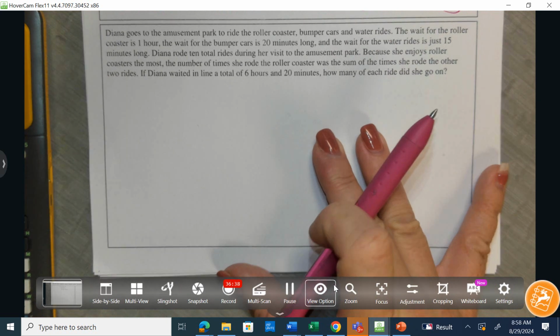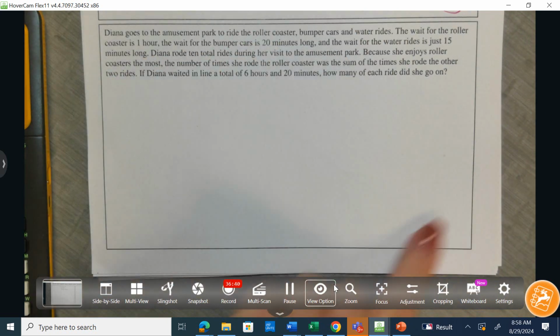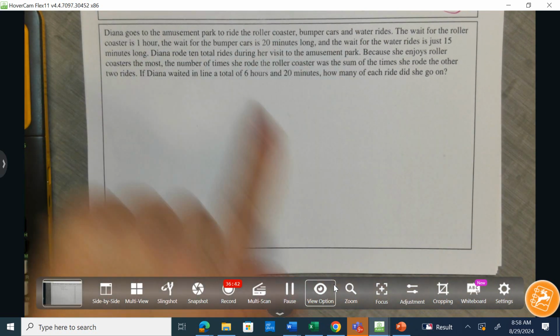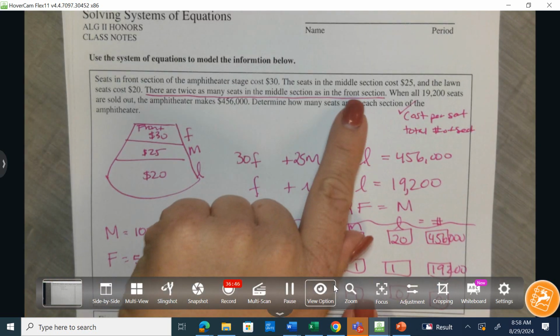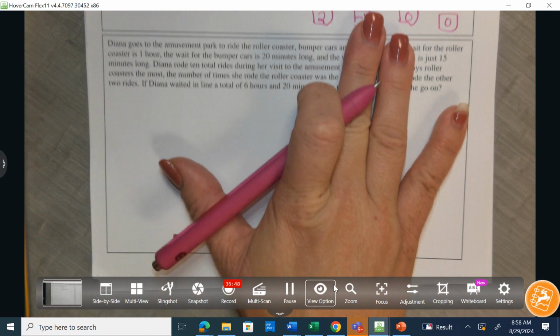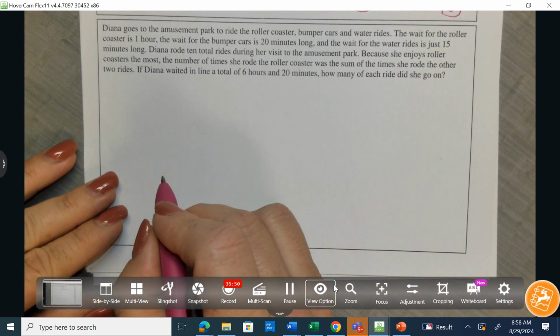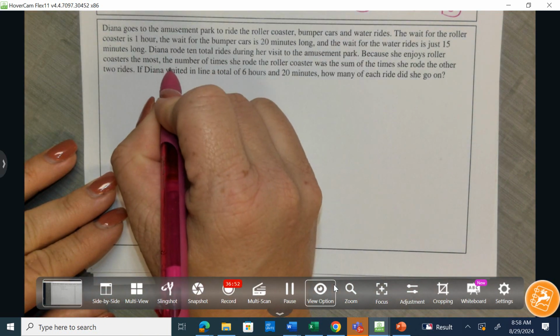Within your groups right now, you have a little less than 10 minutes. I want you to go through this. I'm going to give you one helpful hint. Just like I underlined up above, I want to help you here. Let's go through this. I want you to underline this.